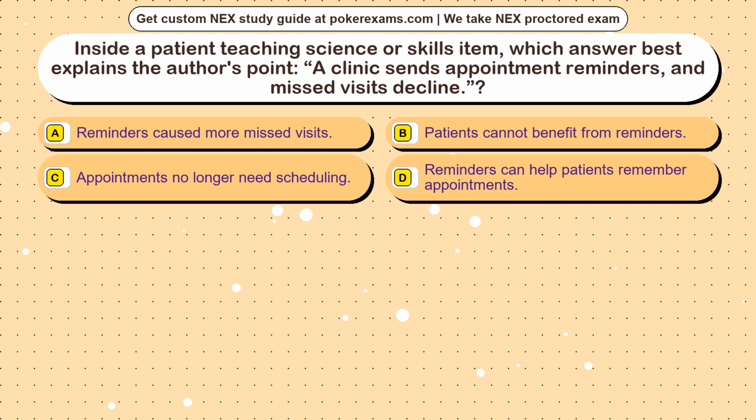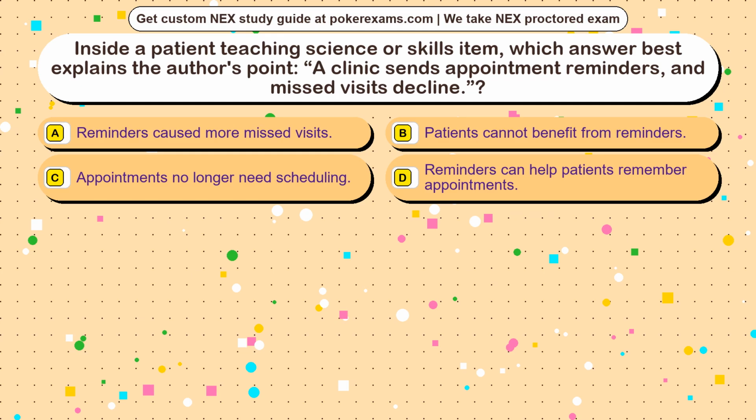Question 24. Inside a patient teaching science or skills item, which answer best explains the author's point? A clinic sends appointment reminders, and missed visits decline. Option A, reminders caused more missed visits. Option B, patients cannot benefit from reminders. Option C, appointments no longer need scheduling. Option D, reminders can help patients remember appointments.